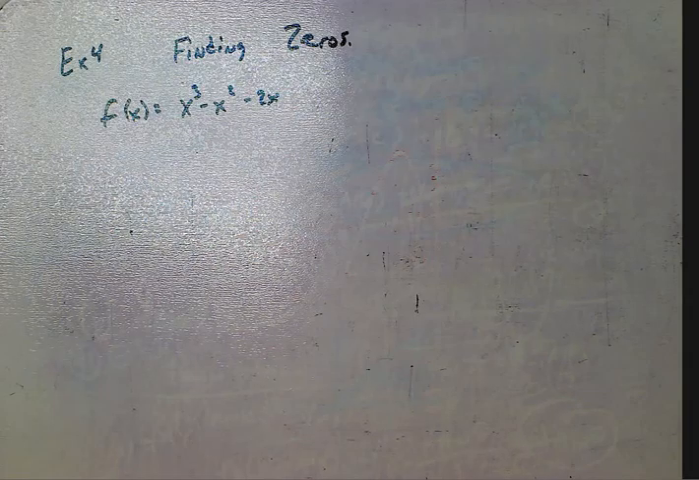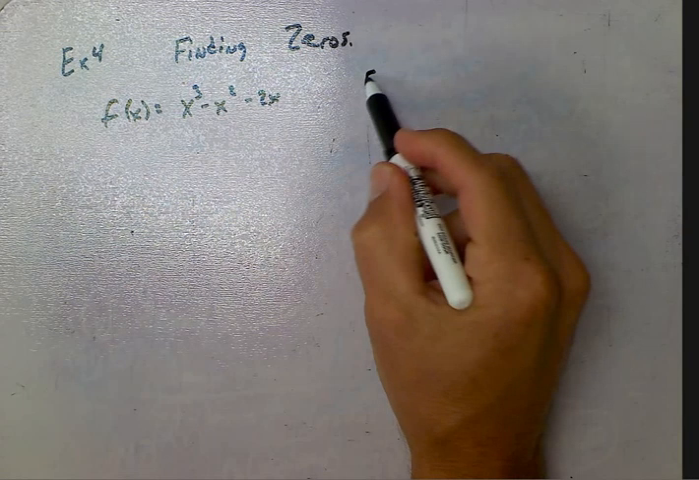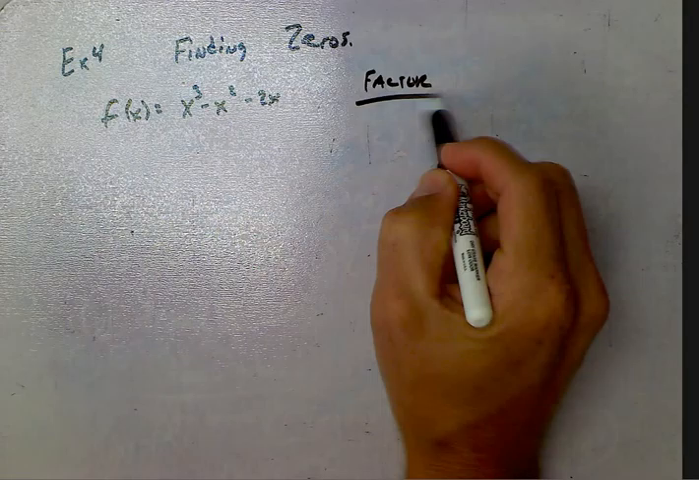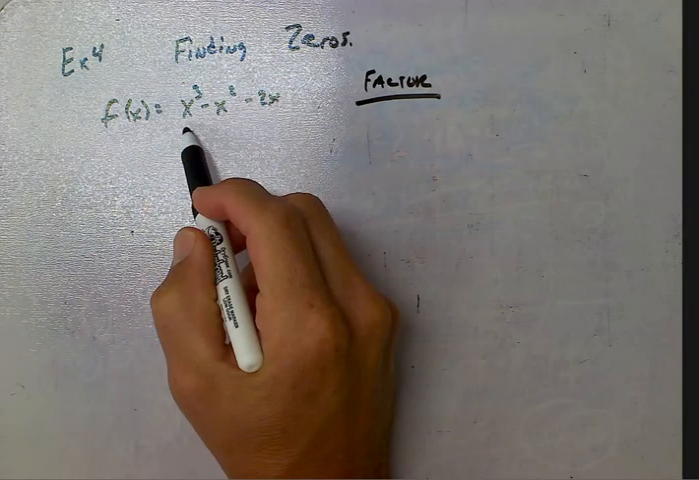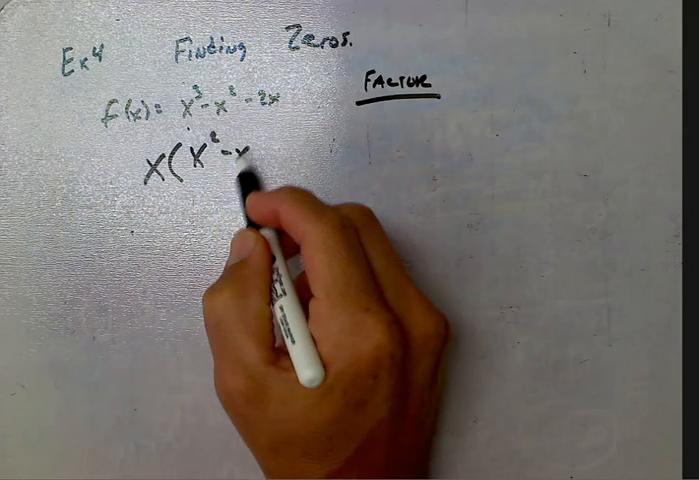Example 4 talks about finding zeros, which means we're going to solve this equation. We have x cubed minus x squared minus 2x. One way to solve this equation is to do it by factoring. So the common factor is x. That leaves me with x squared minus x minus 2.